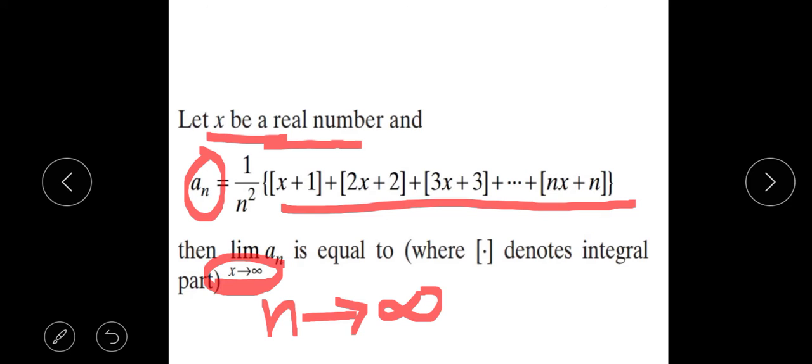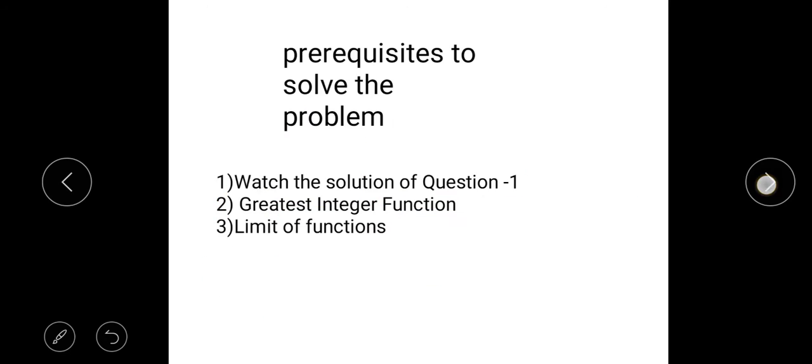So before solving this problem, let us see some key points. So friends, if you did not watch the first video of this series, kindly watch this video, because the question that we are now discussing is based on the result of the previous video that we solved earlier. Here we will directly use the result of the solution of the previous video. And secondly, the definition and a few properties of the greatest integer function will be discussed here. And lastly, the limit of functions.